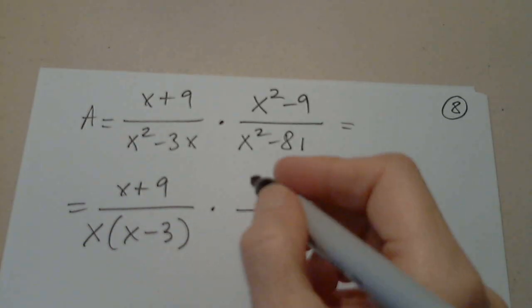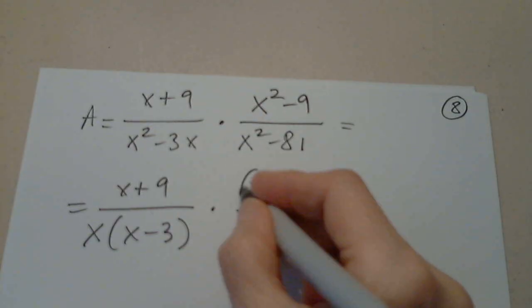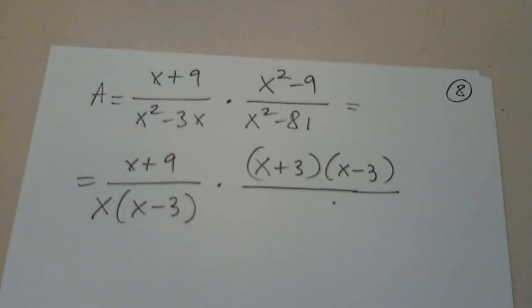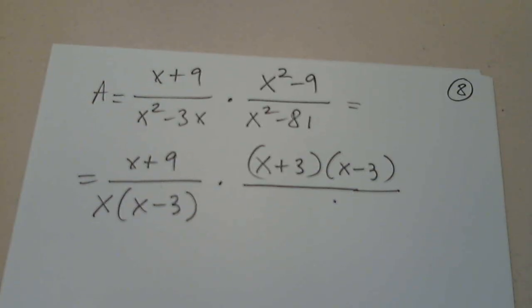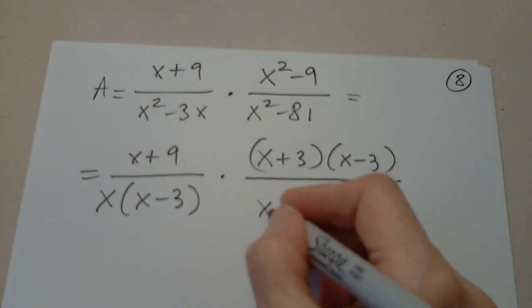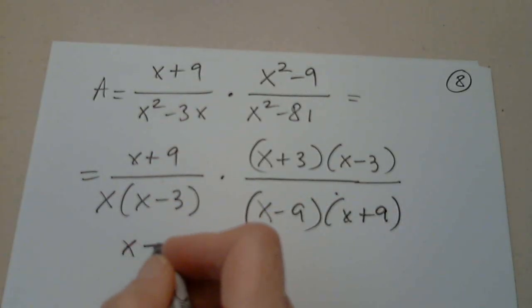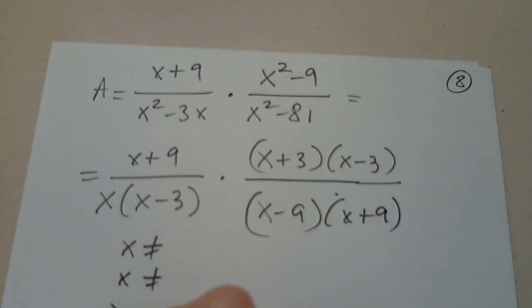X plus 9, x minus 9. You mean 3? Yes, that's what I wrote. Perfect. Now the denominator, down here: x minus 9 and x plus 9. We cannot touch anything before we state restrictions.